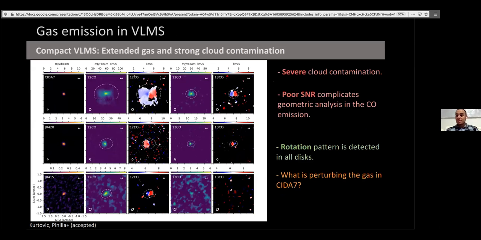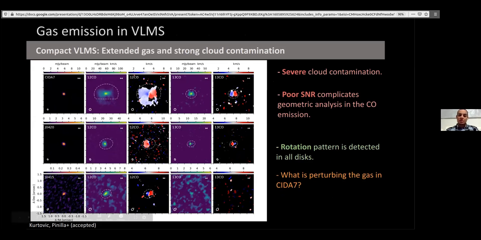So let's take a look at the gas emission that we got. These are the gas emission of 12CO and 13CO for the compact sources, the ones in the lower row. You see that particularly SIDA7 is very compact in dust continuum emission and is much more extended in gas emission. And it has this strange asymmetry, arm, spiral arc. We're not able to describe what is going on in there, but it's much more extended than the dust.